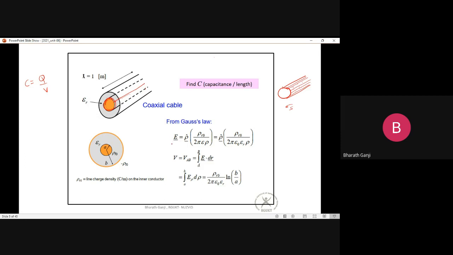Okay, so let me take the line charge density as rho l naught, the line charge density on this is rho l. So what is the electric field because of some line charge? Consider a line charge of charge density rho l. You remember from Gauss law, for a line charge density the field around will be rho cap times the charge density rho l divided by 2 pi epsilon naught rho. I think we have derived it; we can derive it from Gauss law by taking a Gaussian surface and calculating the electric field for these kinds of charge distributions. So you get an electric field like this.